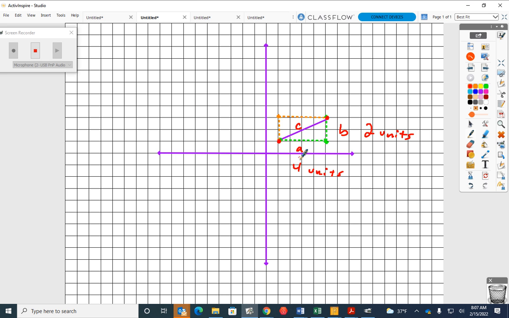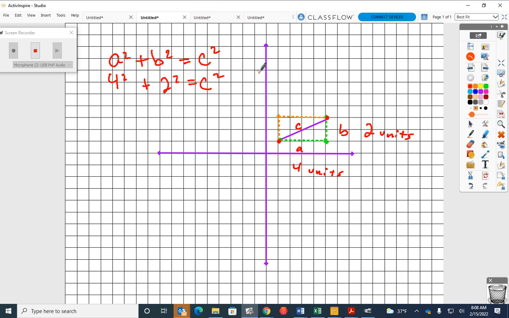So let's start with, what's my first step? Christy, what's my first step? Write the formula, good, and what is that formula? A squared plus B squared equals C squared, okay? Now I'm going to plug them in, right? Noah, what's the A? 4. So this is 4 squared plus what's the B? 2. 2 squared equals C squared.